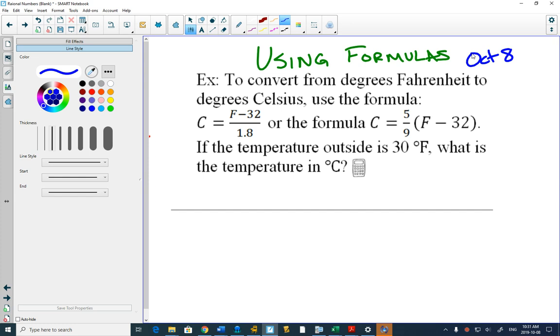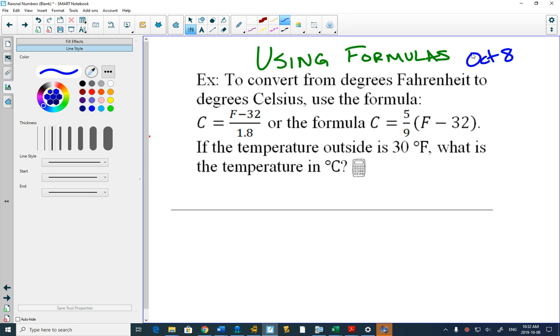So I'll get you to write this down, because to convert from degrees Fahrenheit to degrees Celsius, there's a formula. Celsius is take the temperature in Fahrenheit minus 32 and divide by 1.8. Or if you want to convert from Fahrenheit to Celsius, you take the temperature in Fahrenheit, subtract 32.